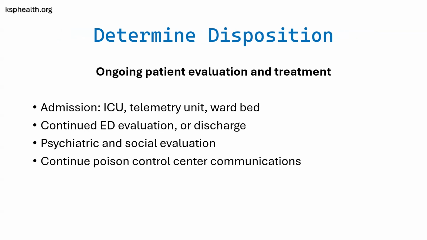Then ongoing patient evaluation: where to send the patient, to the ICU, to a telemetry unit, especially when they have cardiac dysrhythmias, or place them in a ward bed. Or you continue emergency department evaluation and discharge home. If the patient intentionally took the medicine to harm themselves, then psychiatric and social evaluation needs to be done before they are sent home. And of course, continue to communicate with the poison control center.